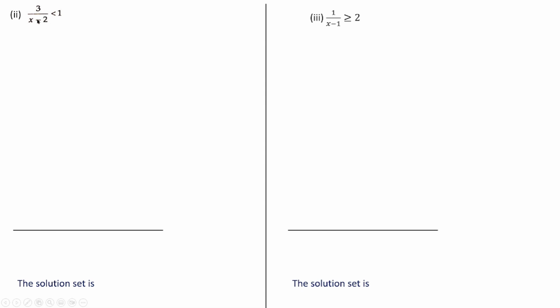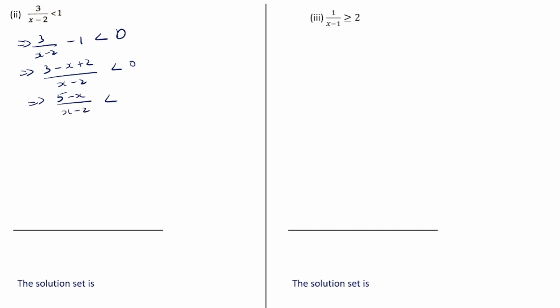Next subdivision, 3 upon x minus 2 less than 1. Whenever we have a function of x in the denominator, it is important that we bring all the terms on the right hand side to one side and make the right hand side 0. So from this we will get 3 by x minus 2 minus 1 less than 0. If we take LCM, we will get 3 minus x plus 2 divided by x minus 2 less than 0. Or here we have 5 minus x upon x minus 2 less than 0.